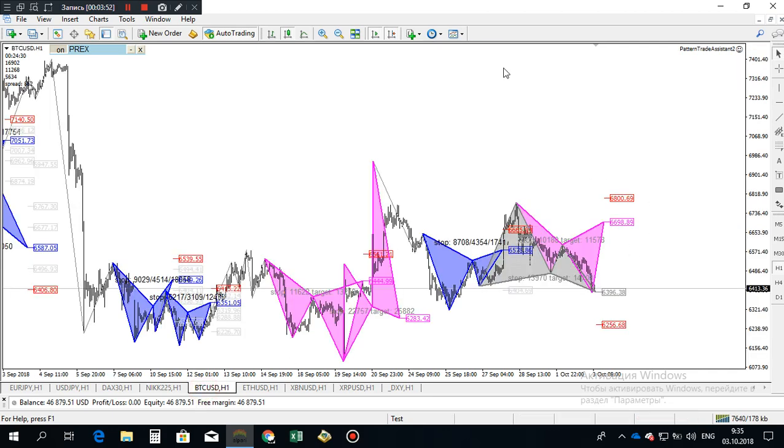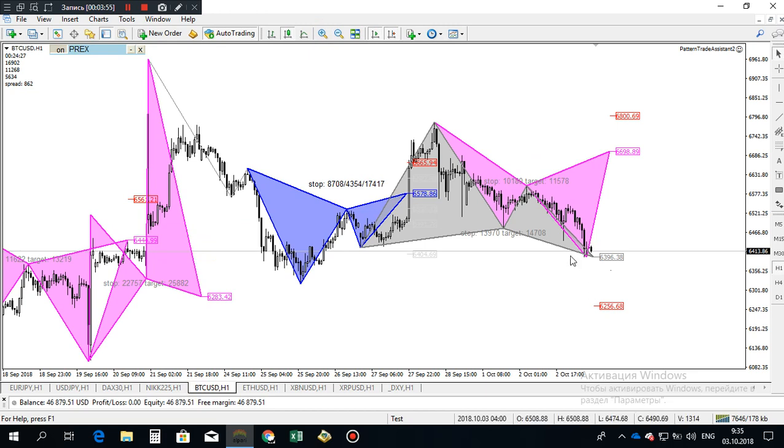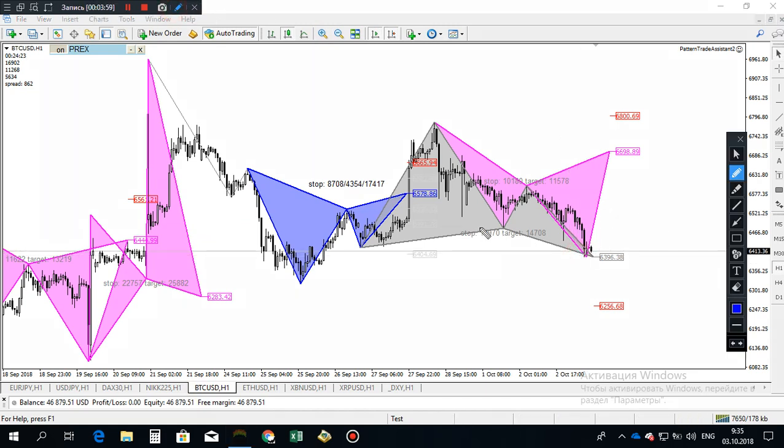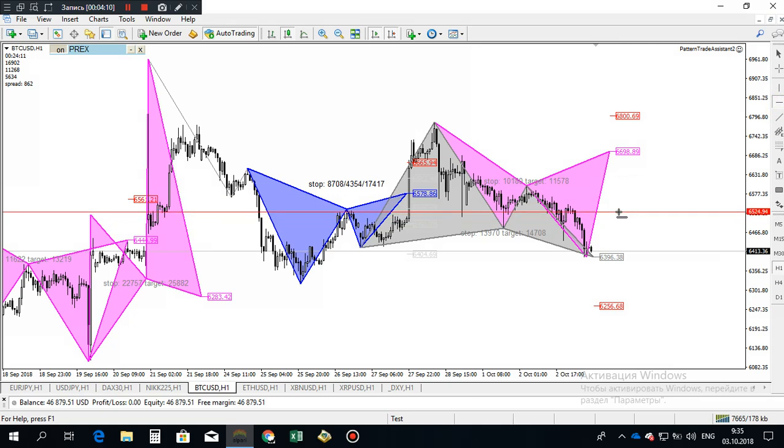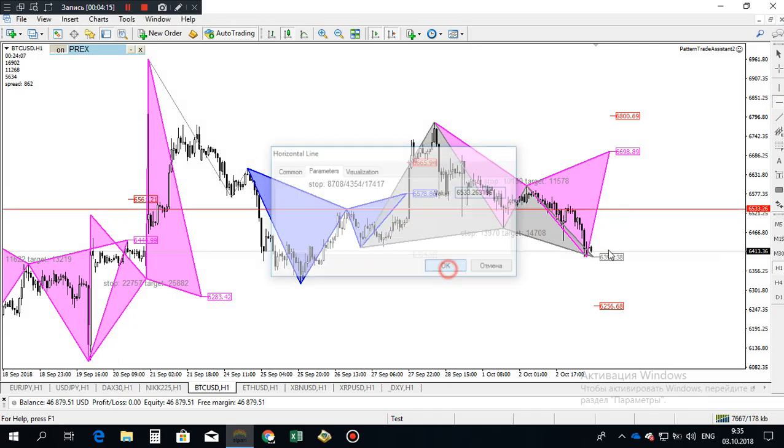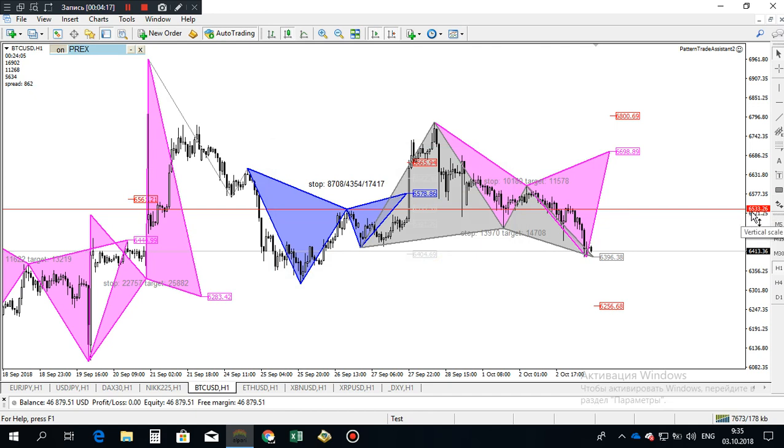On Bitcoin we have a completed butterfly pattern. It means this. So we have a high probability scenario to have this kind of reaction to this level. What is this level? Let's have some calculation. Basically I would like to look at this level, and it is 6K and 500. So the test of this support level, 6K and 500.